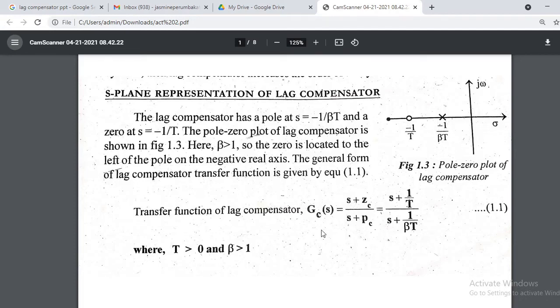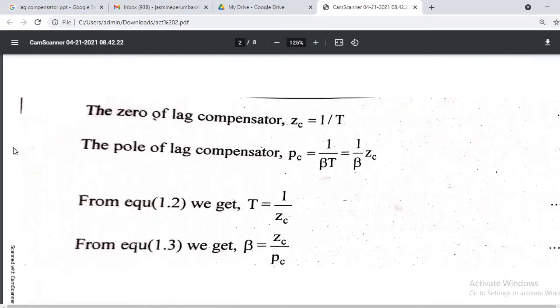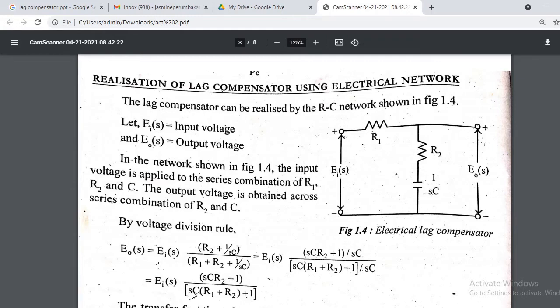For this to happen, always beta should be greater than 1. So for a lag compensator, GC of S equal to S plus 1 by T divided by S plus 1 by beta T, where T greater than 0 and beta greater than 1. Once more, the zero of lag compensator ZC equal to 1 by T, pole of lag compensator PC equal to 1 by beta T. So from these equations we get T equal to 1 by ZC and beta equal to ZC by PC. Next, let us see the practical realization of a lag compensator.